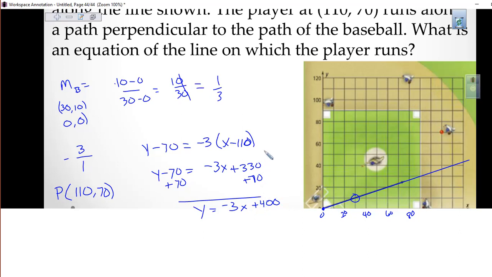And that concludes our lesson. So remember, parallel lines have the same slope, perpendicular lines have opposite reciprocal or negative reciprocal slopes, and the product of those slopes should be -1.